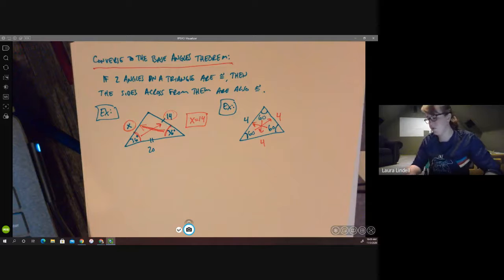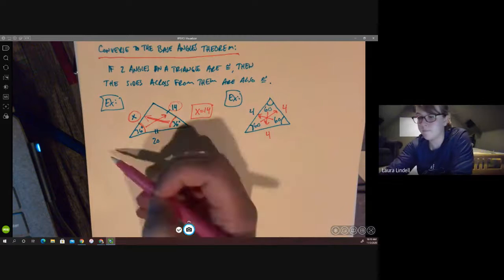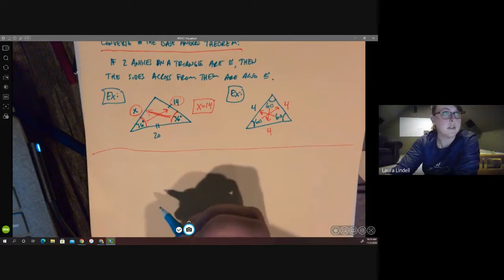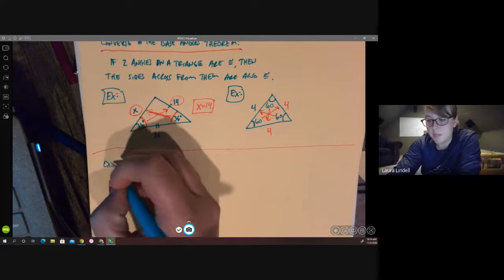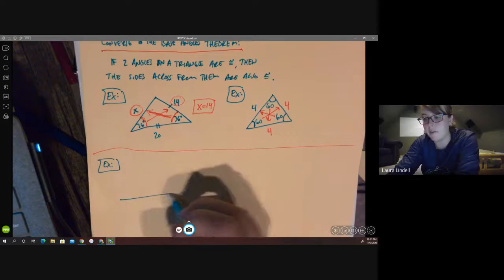Any questions so far? Okay. I'm going to show 2 more quick examples, and then you guys are going to try a couple, and then we'll be done with notes. Okay. So another example. Sometimes we will see something involving an exterior angle with this, so I want us to know how to handle that as well.